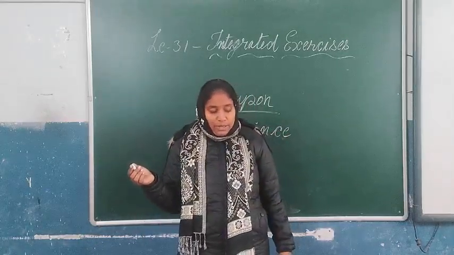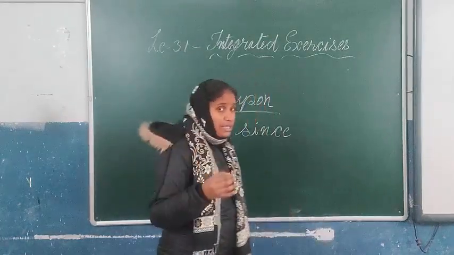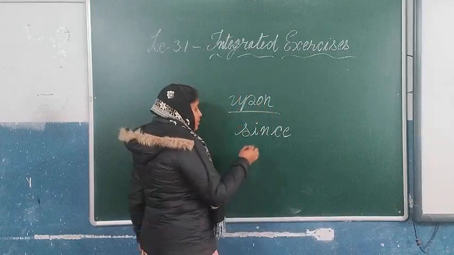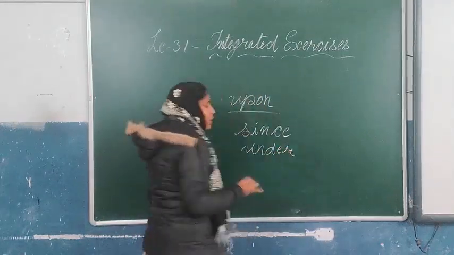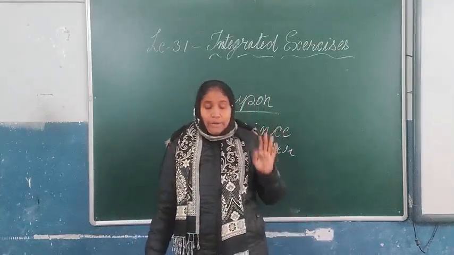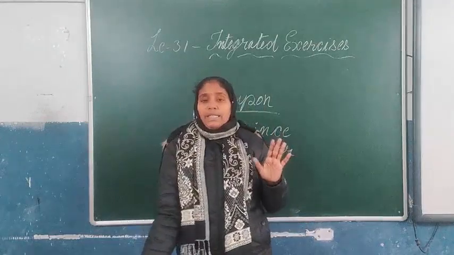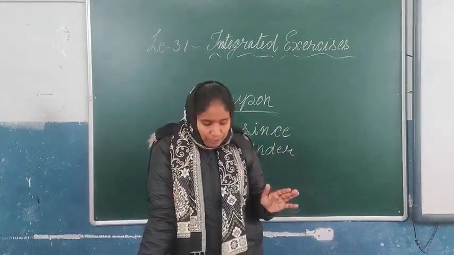The traveler rested dash the tree. Where the traveler rested dash the tree. Tree means, what do you say? Under, U-N-D-E-R. So this is the way you can complete the other exercise also. You can read the exercise, then you think which preposition is correct for that.